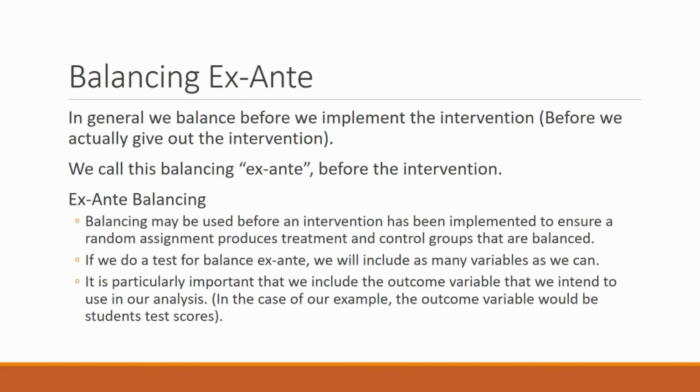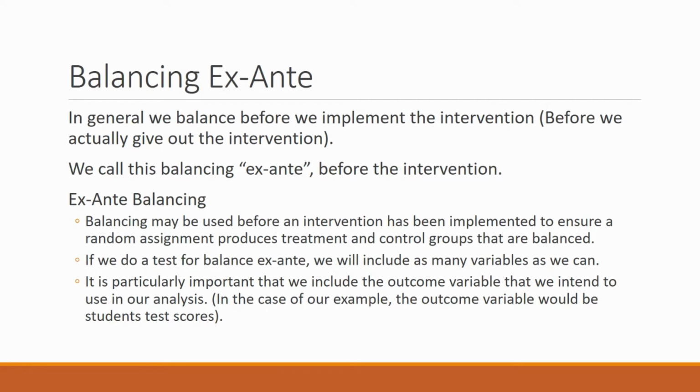In general, we oftentimes balance before we implement the intervention. That means before we actually give it out. We collect data on a sample of students, and then we randomly assign some students to get the textbooks and some students not. And then we balance to make sure our treatment group is the same as our control group on average. We make sure that that's the case. We do our balancing test, and then we give out the textbooks. That's common practice.